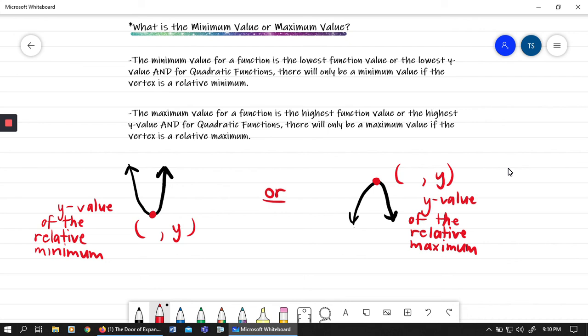And then, again, we talked about, lastly, if we're asked to find a minimum value, we're pretty much, in layman's terms, asking you to find the y value of the relative minimum. In other words, find the lowest y value if there is one, right? And then, of course, the opposite is true if you're asked to find a maximum value.